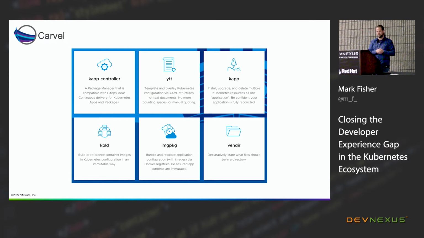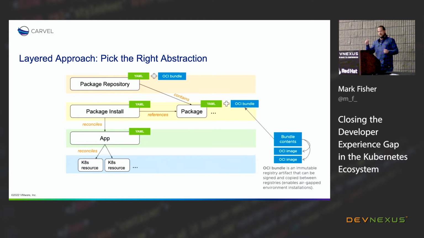YTT is another interesting one, which is basically a templating model that understands the structure of YAML. So it's not just text-based templating. You can work with things like maps and lists, and it understands those. And it can do templating as well as overlays so that you can basically patch existing YAML. Now, those are command line tools, but Carvel does introduce these custom resource types that extend the Kubernetes API as well. And we're going to walk through these different layers so you can see what they're doing.